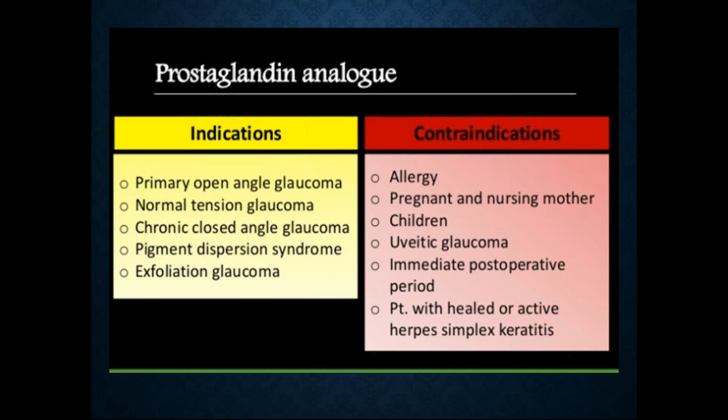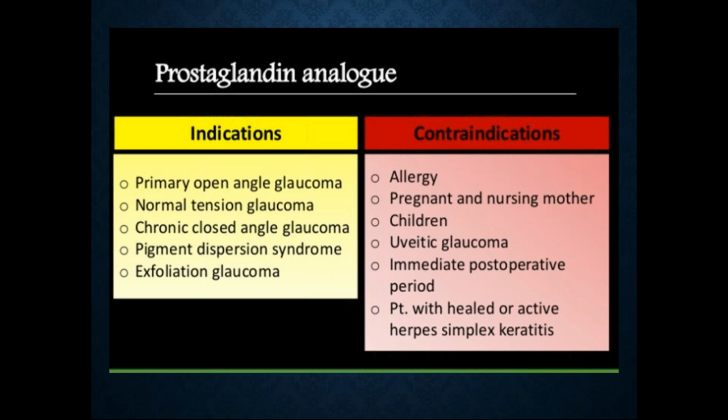So indications: this can be given in any type of glaucoma usually. It can be given in primary open angle glaucoma, normal tension glaucoma, chronic angle closure glaucoma, pigment dispersion syndrome or glaucomas, and exfoliative glaucomas. Any type of glaucoma, you can usually give prostaglandins. Contraindications: if the patient is allergic to prostaglandins, or the patient is pregnant or a nursing mother.